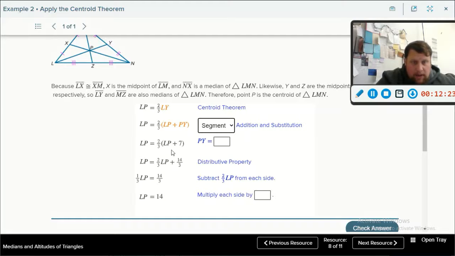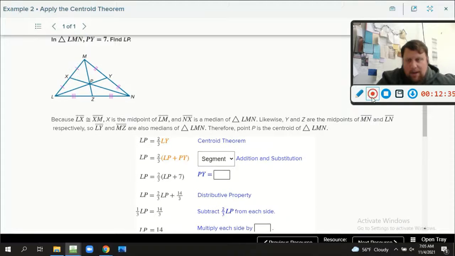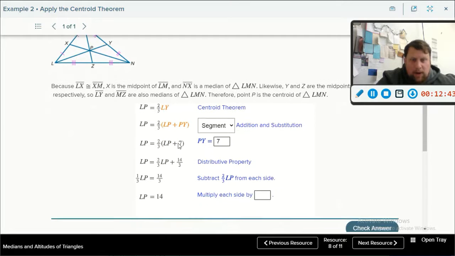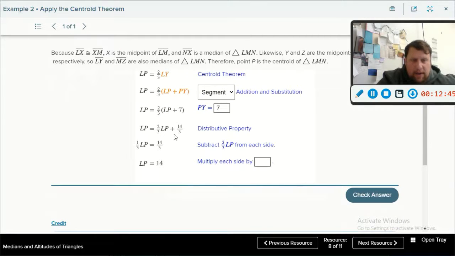All right, let's multiply that 2/3 out. And what do we get? LP equals 2/3 LP plus 14/3. We just used the distributive. And I did forget to do this one up here. PY is 7. That's the only thing I forgot to write right there. So we know that PY is equal to 7 because we're told that up here. And that's why we're able to substitute in the fact that it's 7. We use the distributive property to multiply out the 2/3.